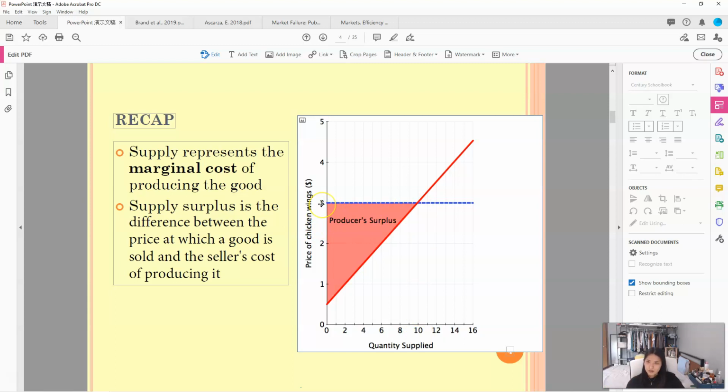But the market can pay more. The market can pay here. So the difference between what the market can pay me and what I supplied is the producer's surplus. Or we can say producer's surplus is the difference between the price at which a good is sold and the seller's cost of producing it. Also, it's the area below the price and above the marginal cost curve.